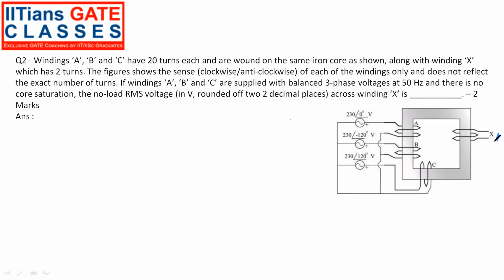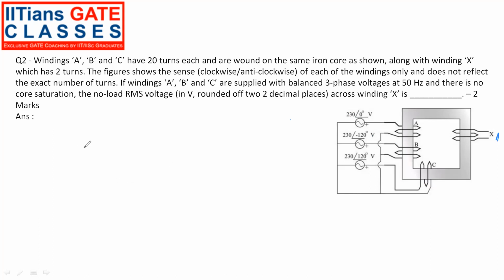If you see here, the sense of B and C is the same. Here the winding is above the core. For B and C, the winding goes above the core, whereas for winding A, the winding starts from below the core. So the sense of B and C coils is the same, whereas the sense of A is opposite. If you assume a dot convention, then B and C will have a positive and A will have a negative. Now they are asking us to find out the voltage across X.